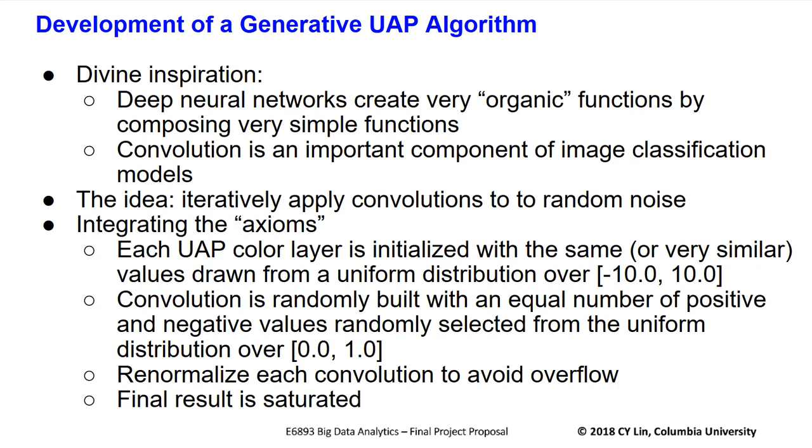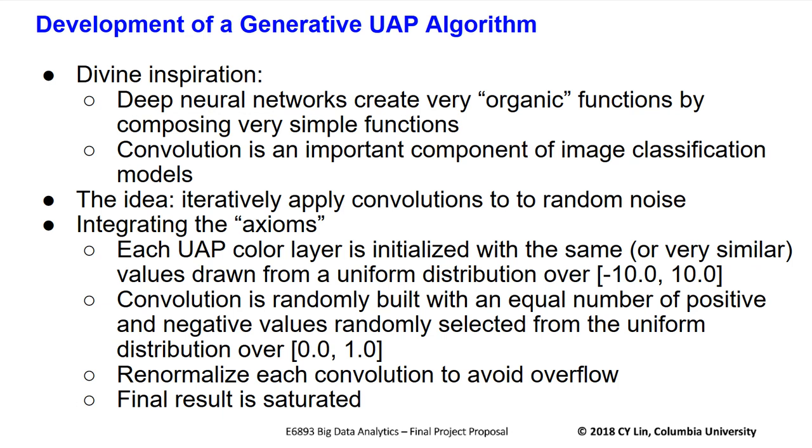First observation: deep neural networks are able to make very complicated, very organic functions by simply layering and composing simple functions. Additionally, convolutions are a key component of image classification models. So if we mix those two ideas together, what happens if we iteratively apply convolutions to random noise? We combine that with the analysis from before.